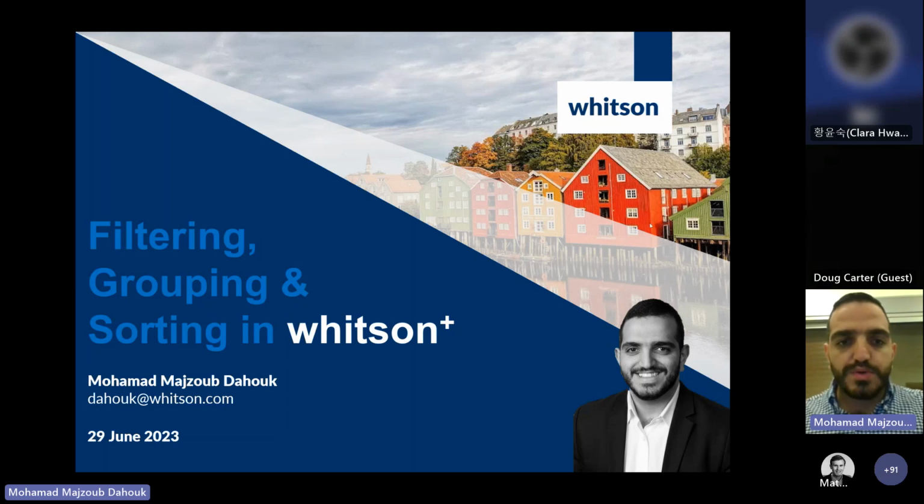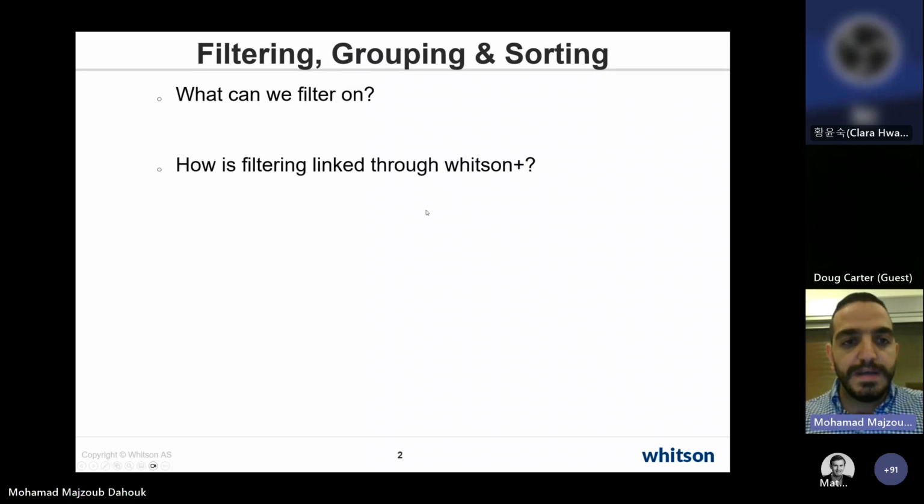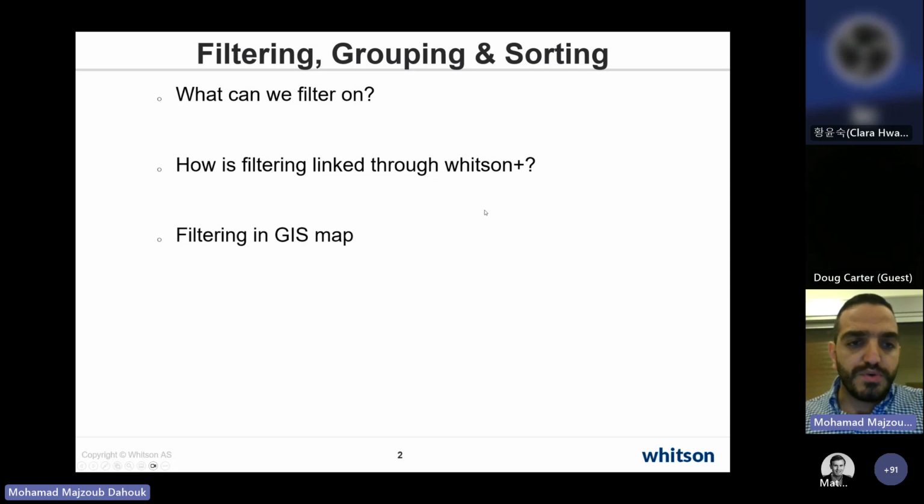What I'm going to go through is a couple of very simple questions or topics that I want to cover. First, what can we filter on? When we have a long list of wells, what can we use to filter on? Then, how is the filtering that we apply linked through the software, and how can you filter throughout the software, not only where can you filter but how is it linked? And also how you can do filtering in the GIS map and how that's linked as well.